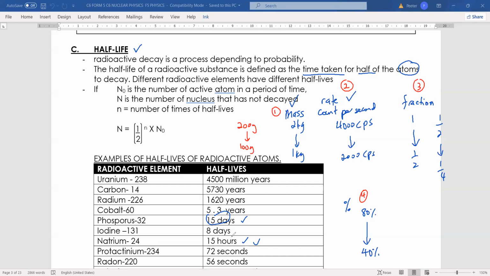So let's say you're given cobalt-60. Today it's 200 grams. After 5.3 years, the remaining balance will be only 100 grams.